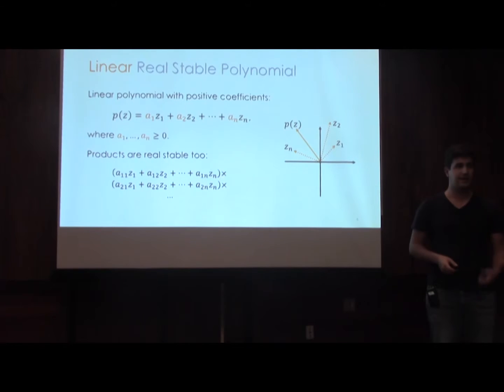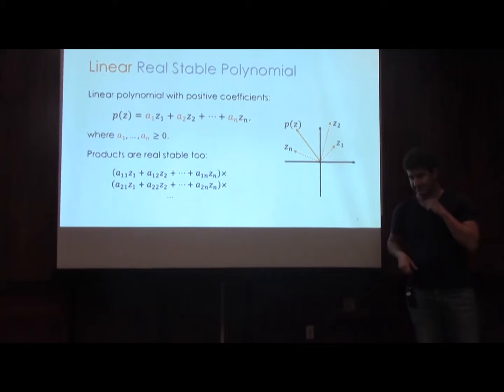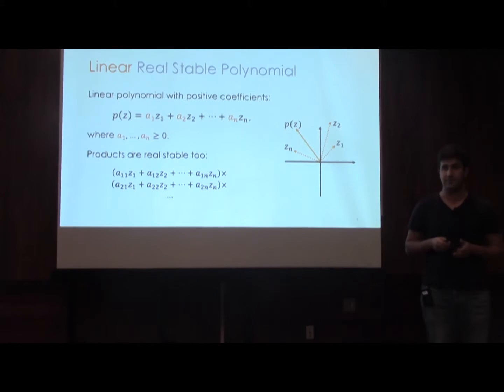Here is a slightly more complicated piece. If you have two polynomials which are real stable, their product is also real stable. Because real stability was defined in terms of the zeros, right? So if none of them have zeros in the upper half plane, then their product also doesn't have.